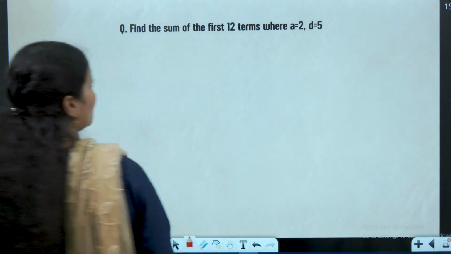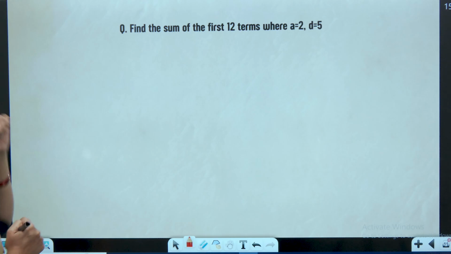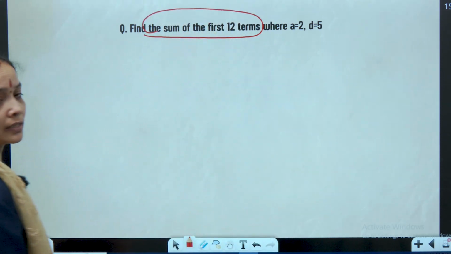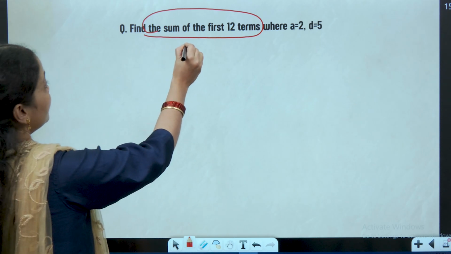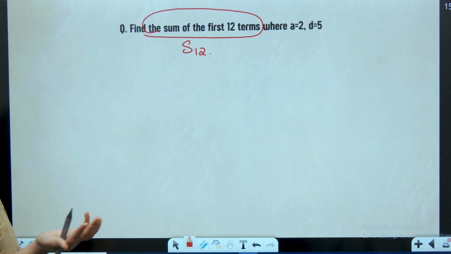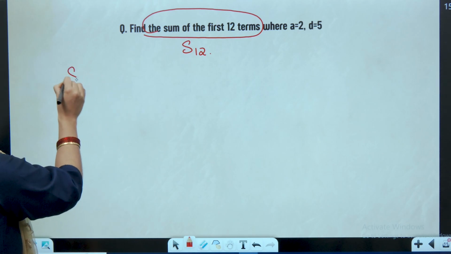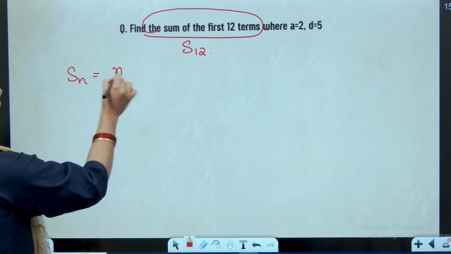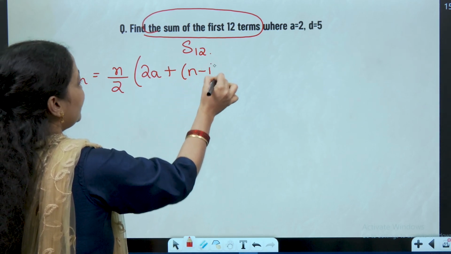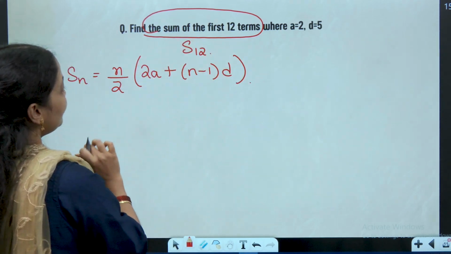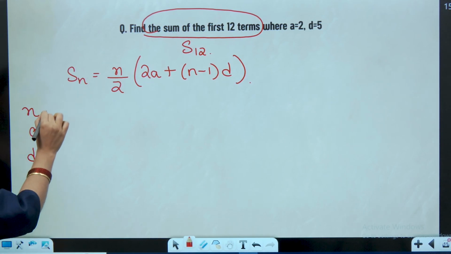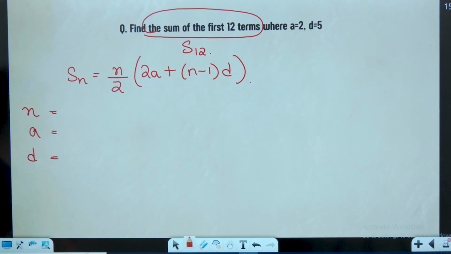Find the sum of first 12 terms. So here I have to read the question properly. Find the sum of first 12 terms. What is sum of first 12 terms? S12. For finding S12, what and all is needed? Check. Write the formula. Sn equal to n by 2, 2a plus n minus 1 into d. So for finding sum, I need n, I need a, I need d. Let us check whether we can have all these from the question.